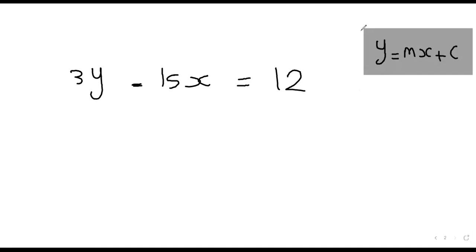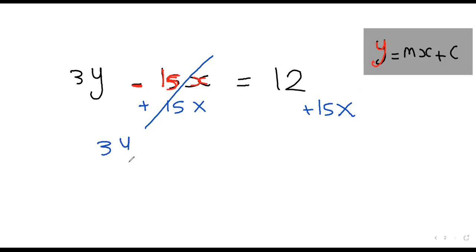I want to write it with y on one side. So how can we get rid of minus 15x? To get rid of minus 15x, add 15x to both sides. Minus 15x and plus 15x are going to cancel. You are left with 3y equals 12 plus 15x. They are not like terms, so write 15x plus 12.